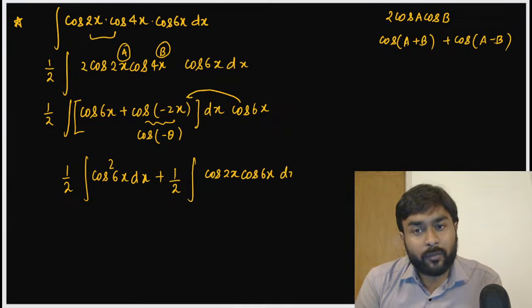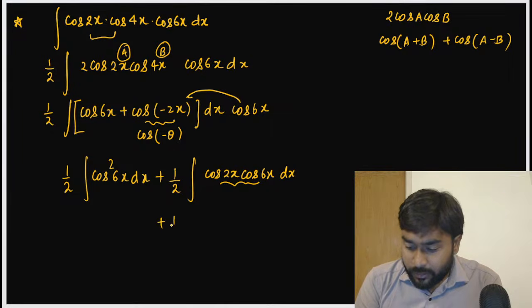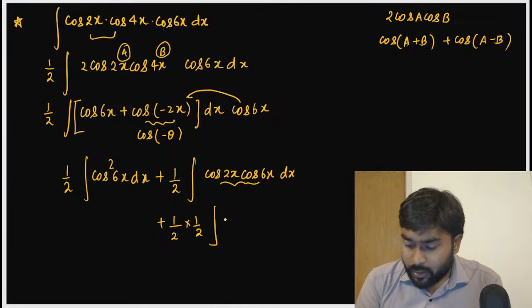Okay, here is our approach again. Same thing, we will create 2 cos A cos B. We will multiply by 2 and divide by 2. So this term we can write 1 by 2 already here, 1 by 2 again we will write, and the 1 by 2 will come here. So 2 cos A cos B, so 2 cos 2x cos 6x dx.